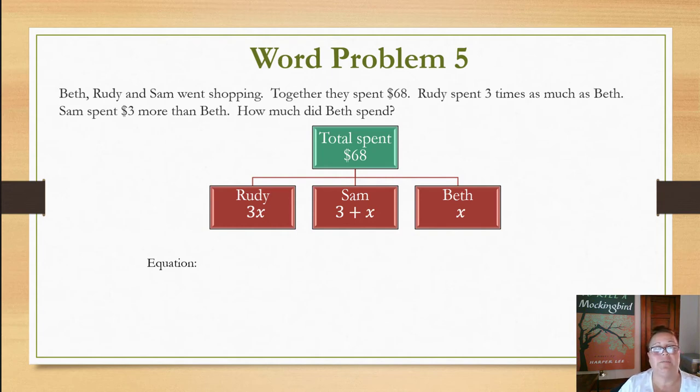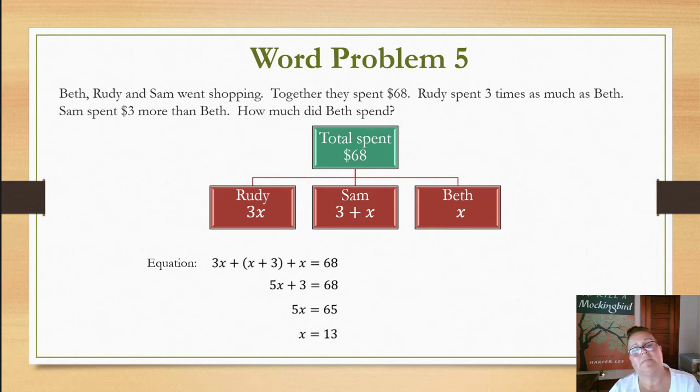My equation is going to be the total of all 3 of the red boxes, so 3x plus 3 plus x plus x has to add up to be my total of 68. Combining my like terms, 3x plus x is 5x plus 3 is equal to 68. I'm going to subtract the 3 from both sides, giving me 5x is 65, and dividing by 5, we have x is 13. x is the amount that Beth spent, so we now know that Beth spent $13.